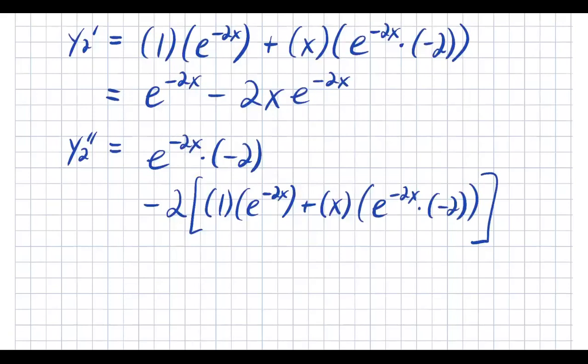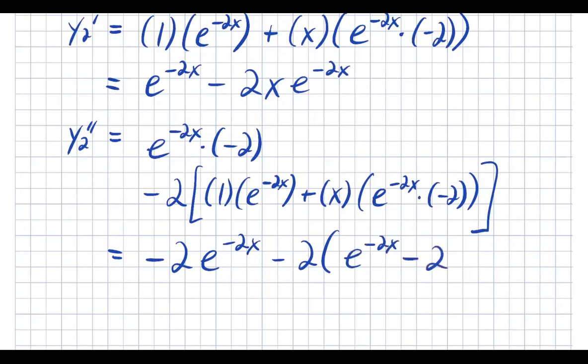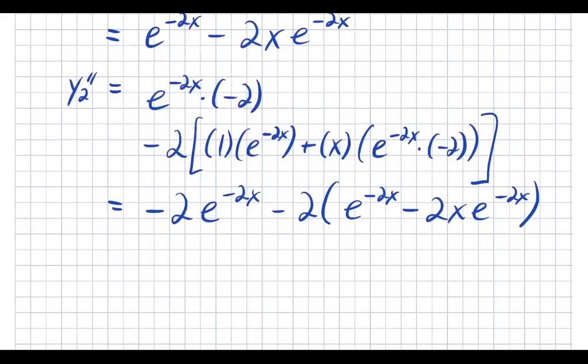And we have that. So let's simplify this. The first term becomes negative 2e^(-2x). And then we'll have negative 2 times e^(-2x), and then minus 2x e^(-2x). Let's see, can this be simplified further?